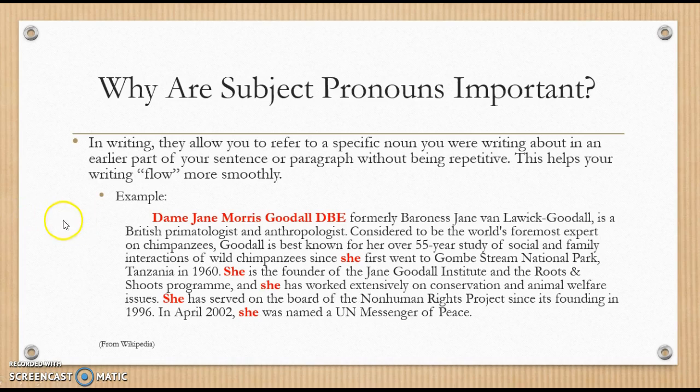And why are subject pronouns important in writing? It's basically the same thing. When you're writing sentences, paragraphs, and essays, you want to make your writing flow more smoothly, so we use pronouns.